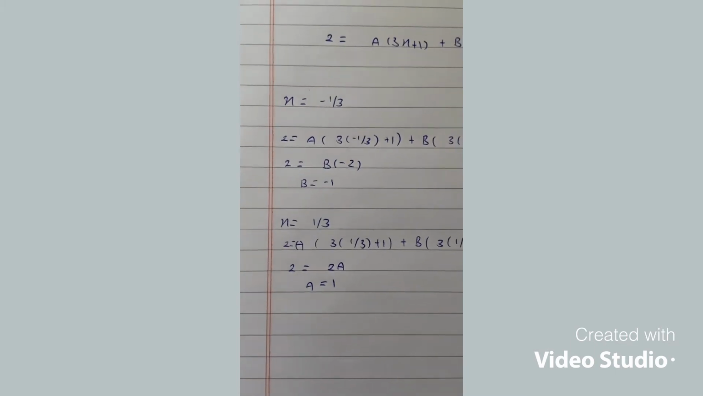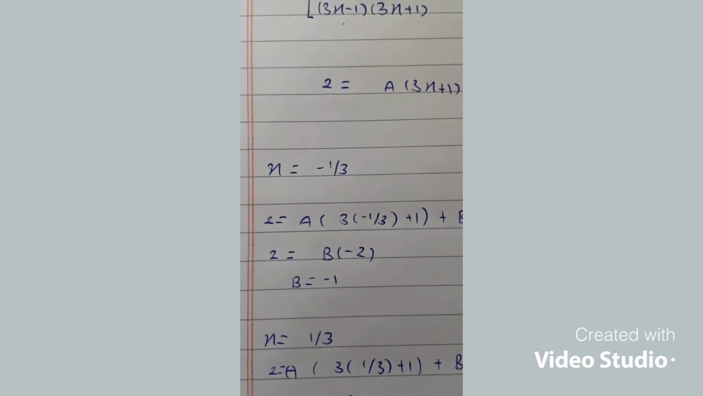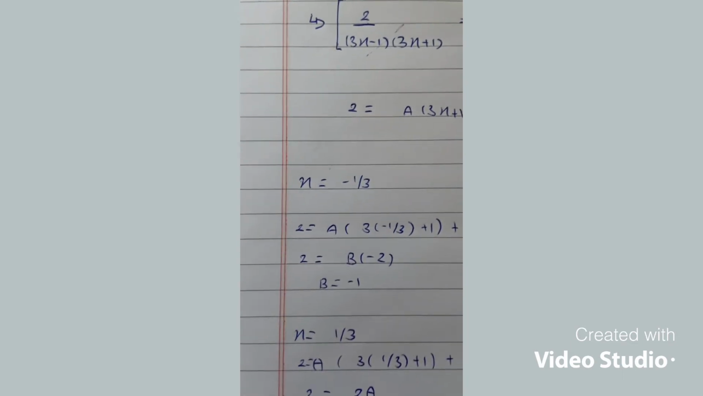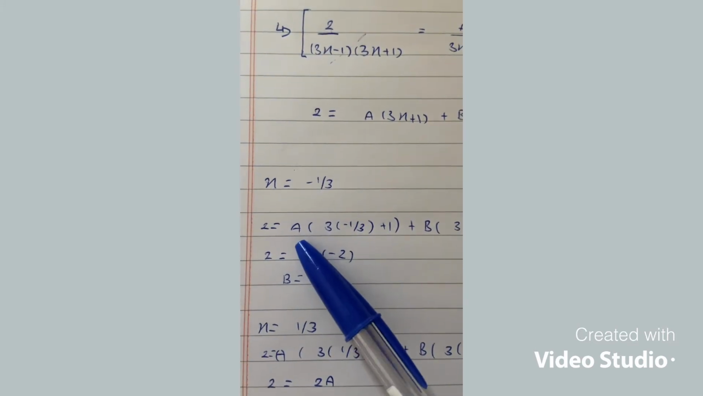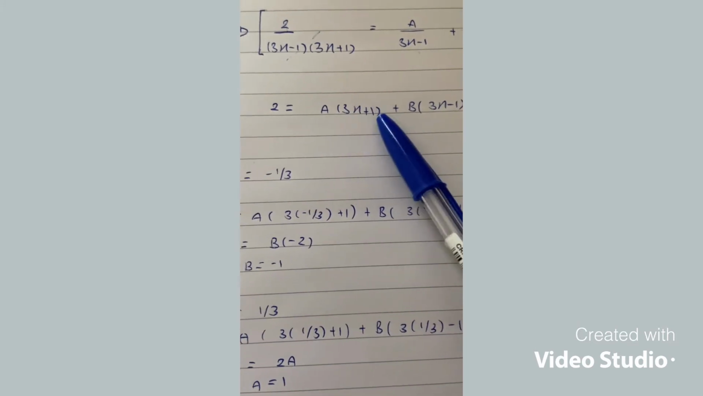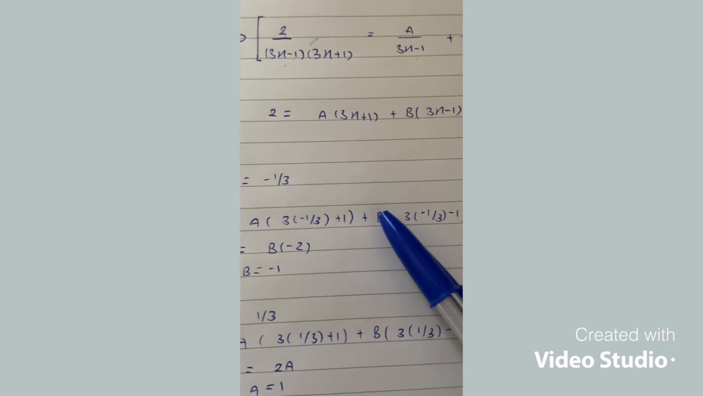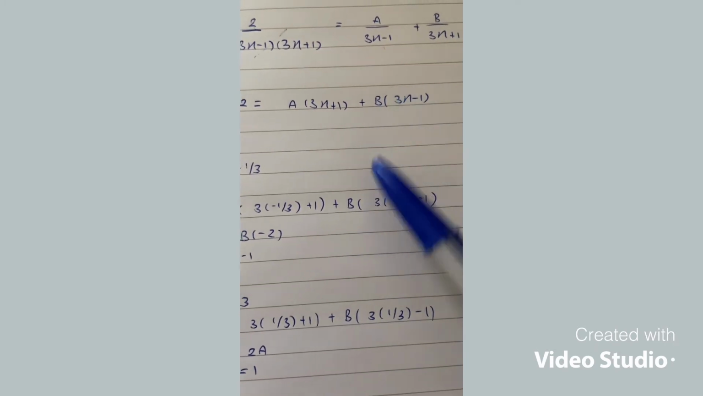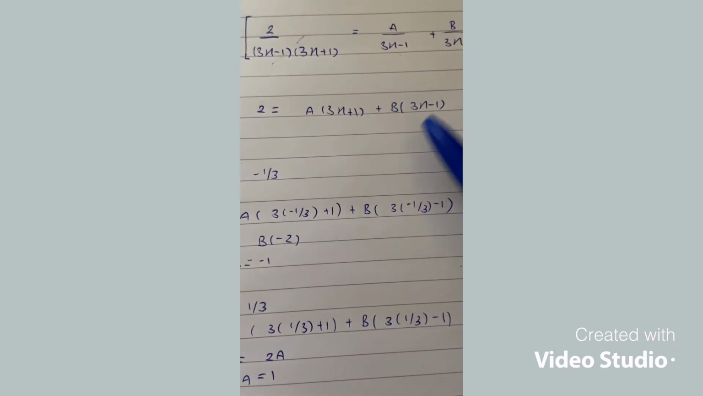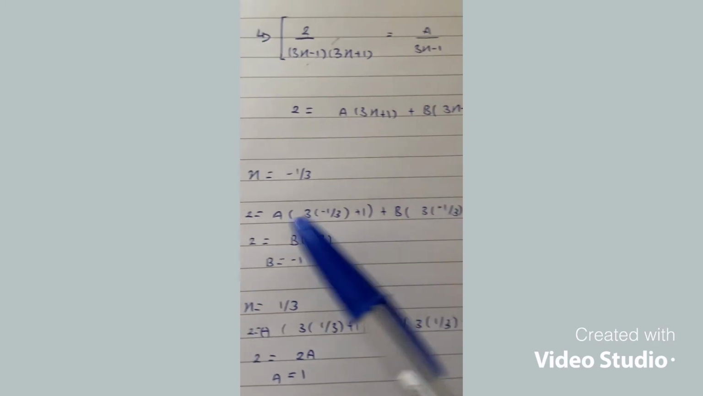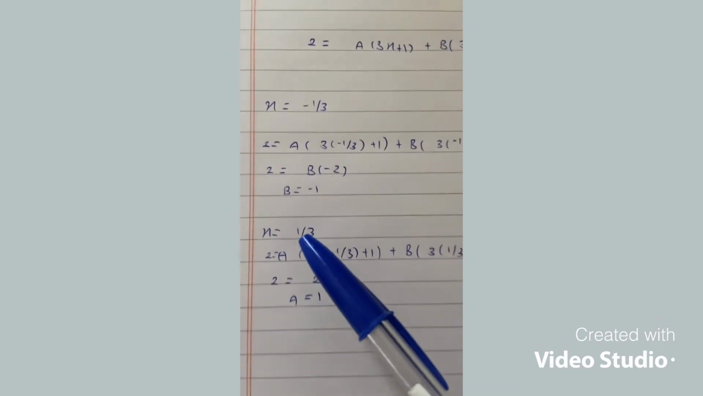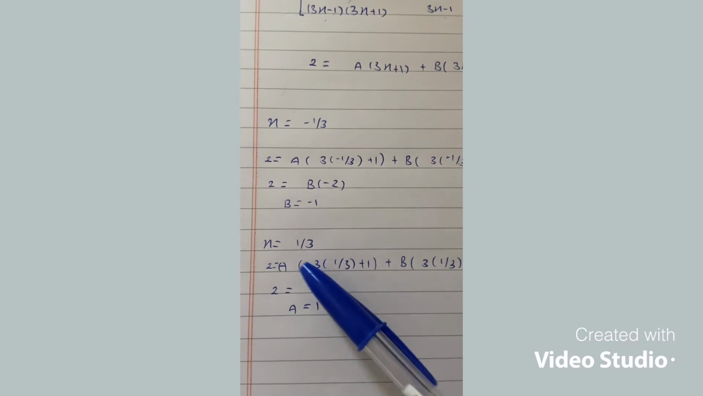Okay, so once you plug your negative 1 over 3 and 1 over 3 into the equation, for example, here it becomes 2 equals 3 times (negative 1 over 3) plus 1, plus b times (3 times negative 1 over 3, minus 1), replacing your x value, so you get b equals negative 1. Do the same thing over here, and you get a equals 1.